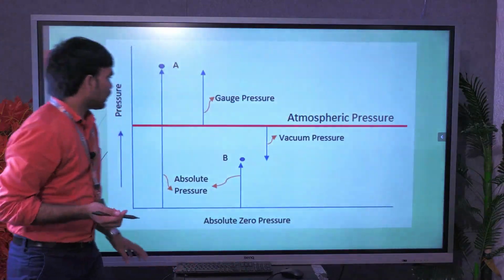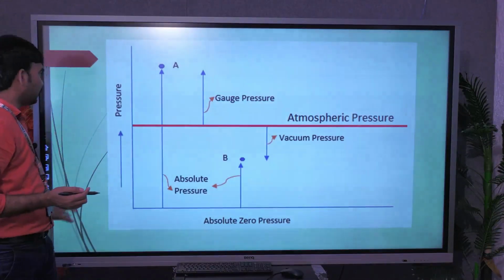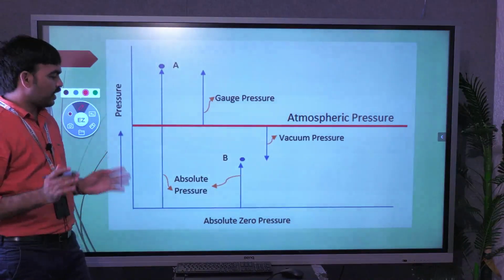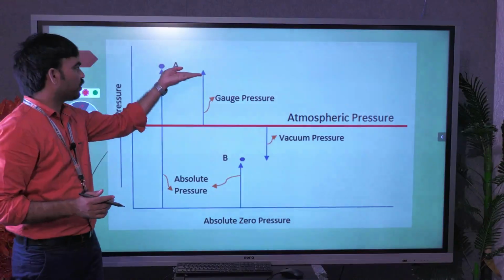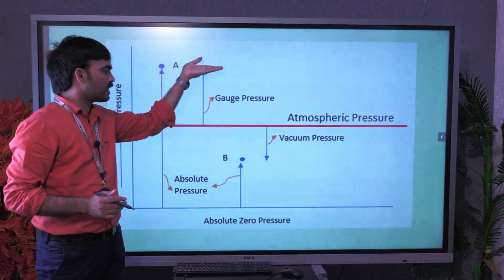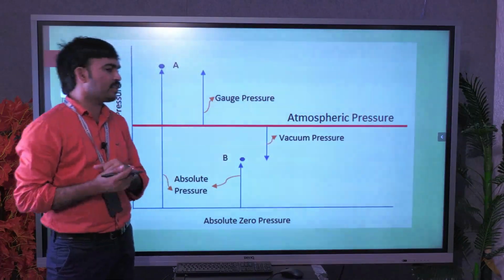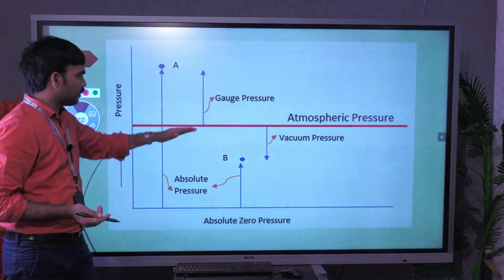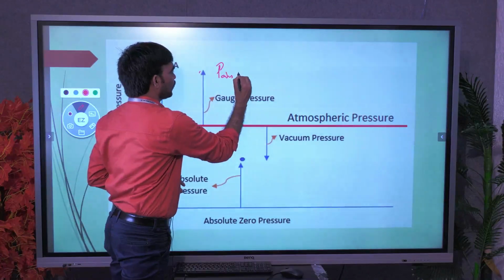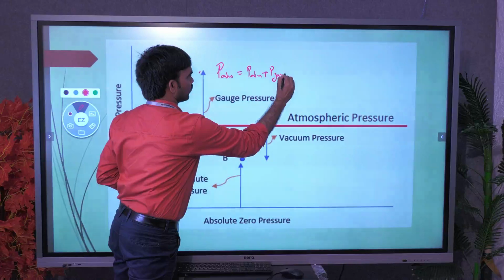So again I will quickly revise, as I thought there may be a little bit of confusion. You need to understand what absolute pressure, gauge pressure and vacuum pressure are, and what the relationship is. If you measure the pressure with respect to absolute zero, that is called absolute pressure, and if you measure the pressure with respect to atmospheric pressure, you can call that gauge pressure. If you measure the pressure below the atmospheric pressure, that is called vacuum pressure. So absolute pressure is nothing but atmospheric pressure plus gauge pressure.